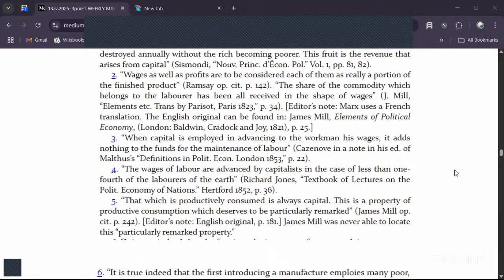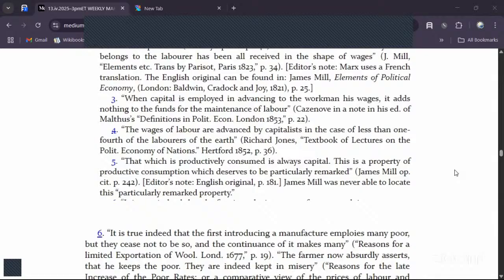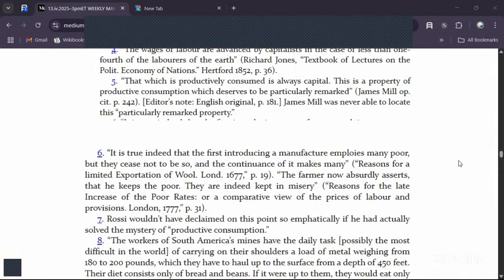Number 5. That which is productively consumed is always capital. This is a property of productive consumption which deserves to be particularly remarked. Mill again. Marx notes, or the editor's note is, that James Mill was never able to locate this "particularly remarked property."